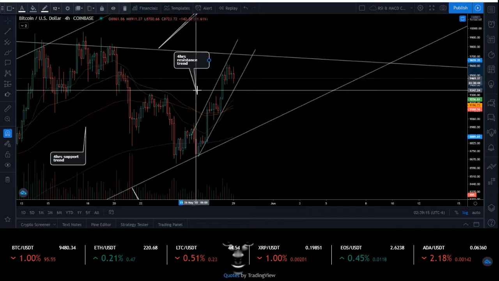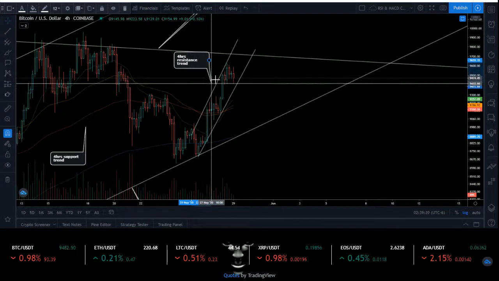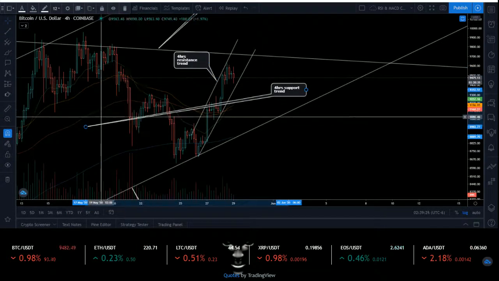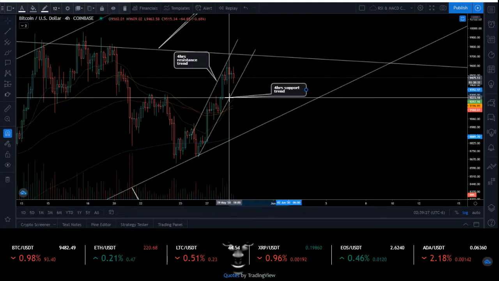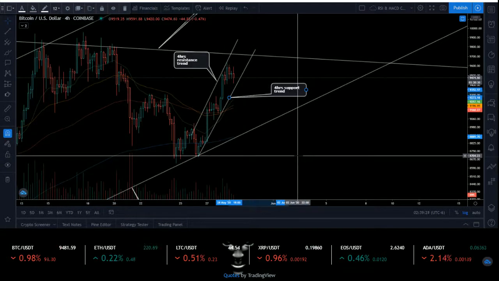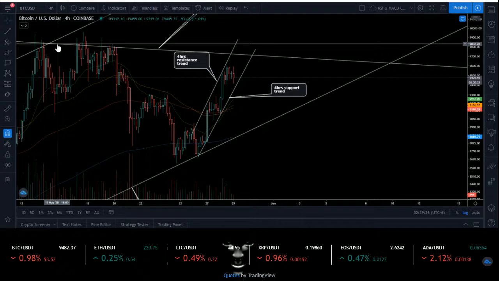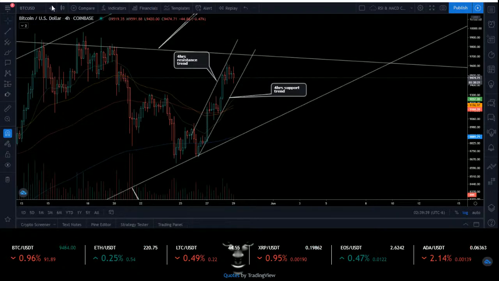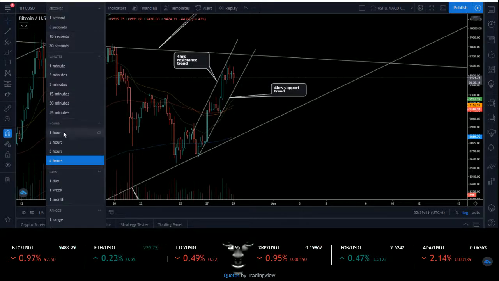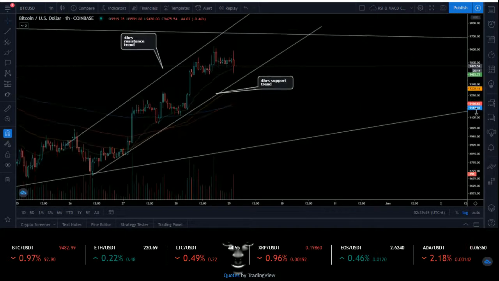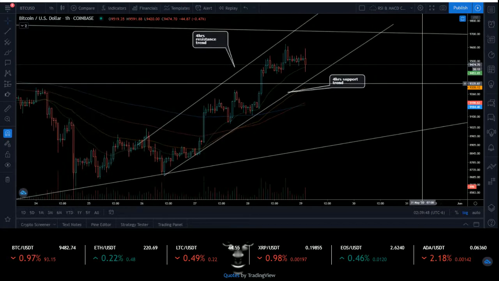So what we have to do is dito, lagyan natin ng 4 hours resistance trend. Yung isa naman is dito. Yung tatawagin natin na 4 hours support trend. Okay, so that would be our 4 hours chart. And let's proceed to 1 hour. Dito na tayo mag-execute ng trading plan natin.